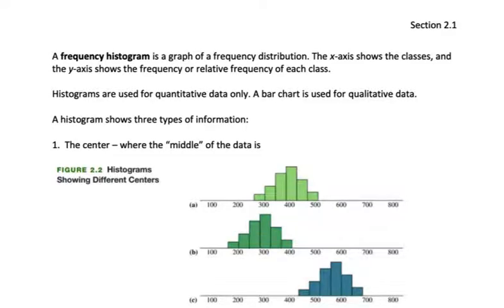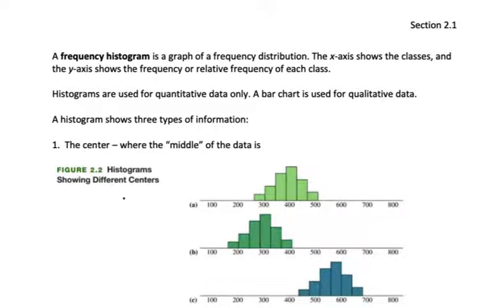In this video for section 2.1, we're going to talk about frequency histograms, or normally we just refer to them as histograms. They are a graph of the frequency distribution. Along the x-axis we have the classes or ranges, and the y-axis shows the frequency or relative frequency for each. Histograms are only used for quantitative data.